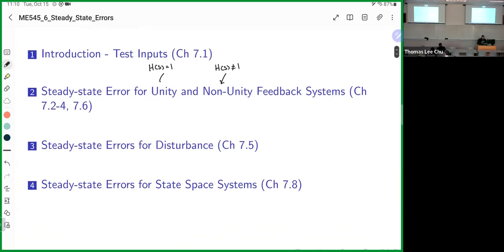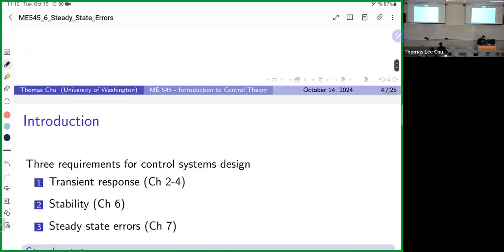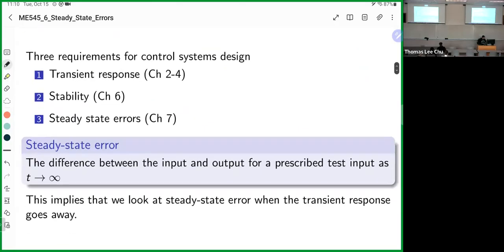Then steady state error for disturbances. Now if we have a disturbance source, so we have multiple inputs: our test input and a disturbance coming in. What do we do then? And then steady state errors for state space systems, meaning how to determine steady state error if I give you a state space representation. We're going to go through the introduction first with just the definitions.